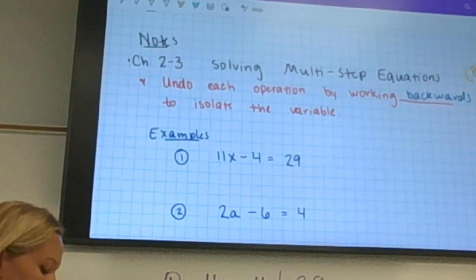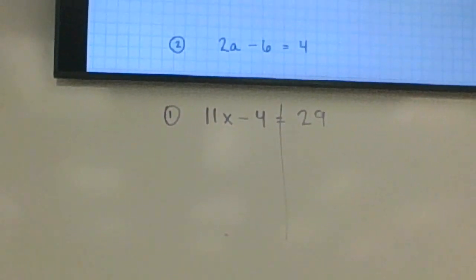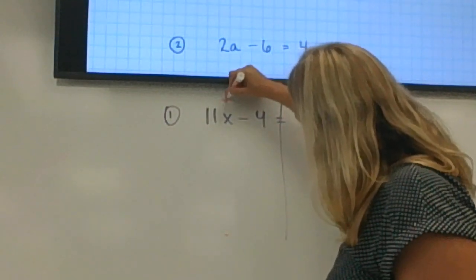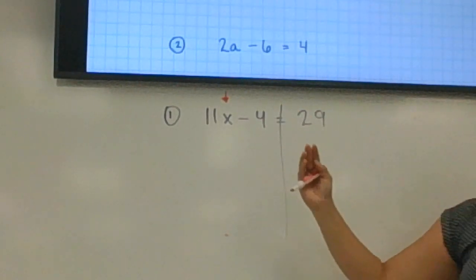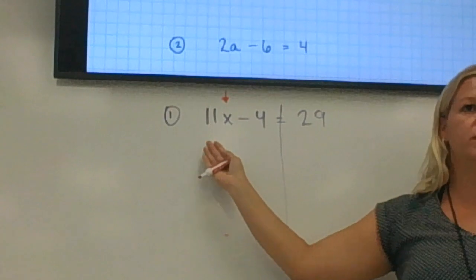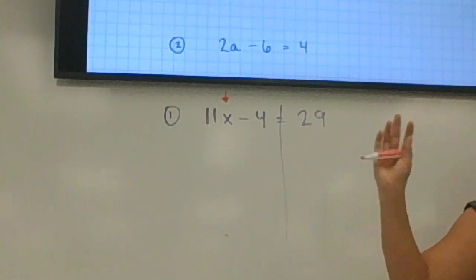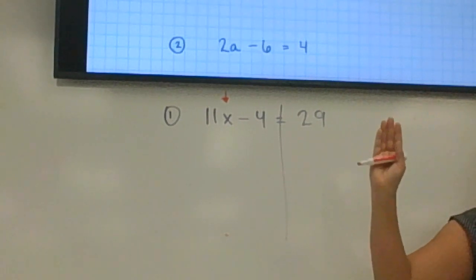So put a line in. I love to see that in your work. Ready, Libby? We'll show work. Here's the x that I want to be alone. So I need to either get rid of this 11 to get it alone or get rid of the -4 to get it alone. For the most part, you start the furthest away from your variable.